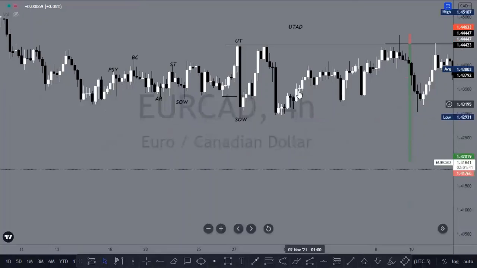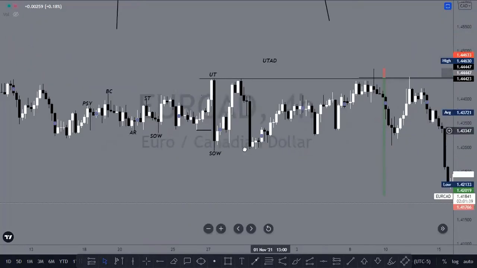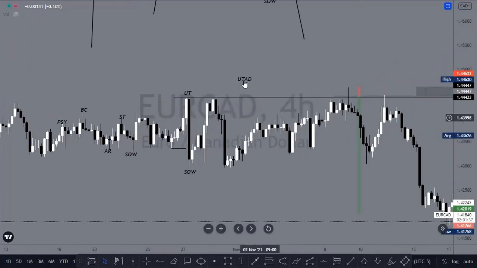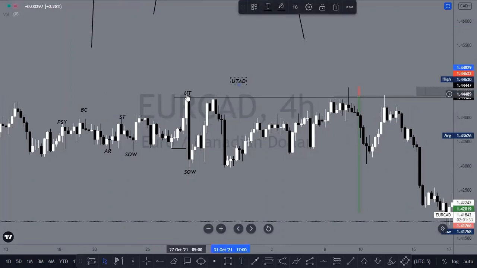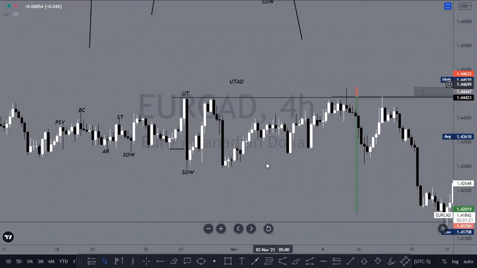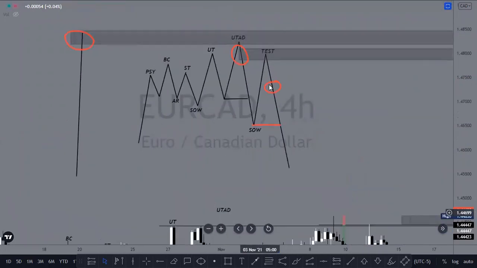AKA the UTAD. So now, after I got the upthrust, this one here, I knew that for the schematic to be complete, the market has to give me the UTAD. If not, I'm not going to trade this market. Let me show you. Remember above here I said to you, now you got your UTAD, right? What else is missing?